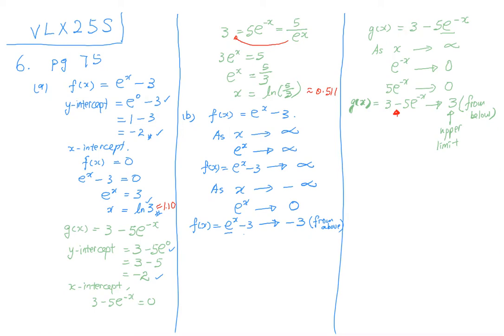Take away a positive number. So 3 take away a number definitely will be less than 3, correct? Yeah. So the lowest value for 5e to the power negative x is 0. Yes. So the whole expression here, the biggest value will be 3.